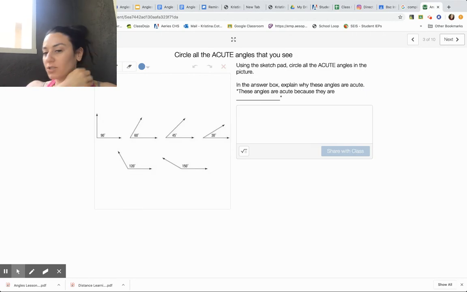Use the sketch pad, circle all the acute angles in the picture. And in the answer box, explain why these angles are acute. Okay, I'm going to tell you.